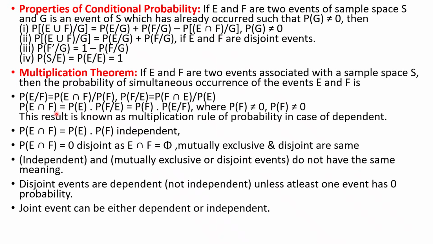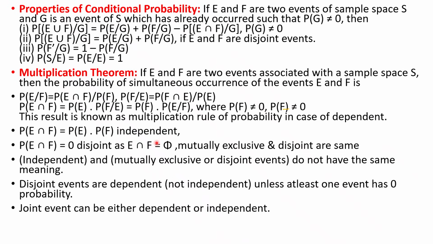So P of E intersection F can be written in two ways. P(E) into P(F over E), or P(F) into P(E over F), where P(F) and P(E) both are non-zero. Okay, non-zero. Why am I saying this? Because when you make it non-zero, then you will see it defined, otherwise it will become undefined. This result is known as the multiplication rule of probability in case of dependent events. Dependent means the conditional probability case. This is the multiplication theorem.